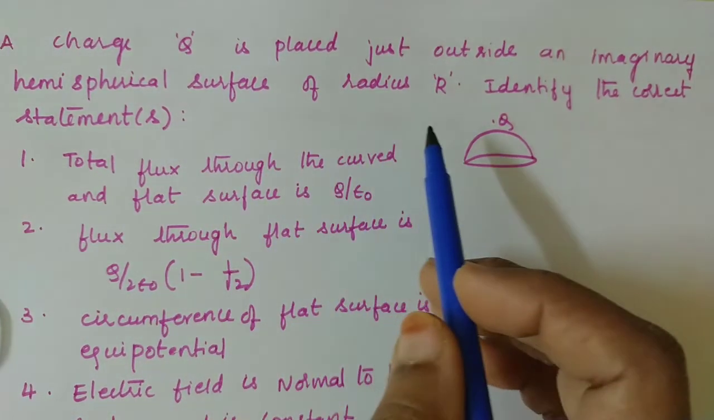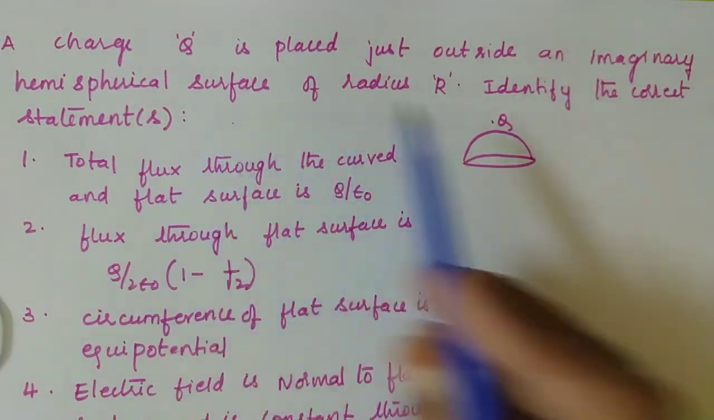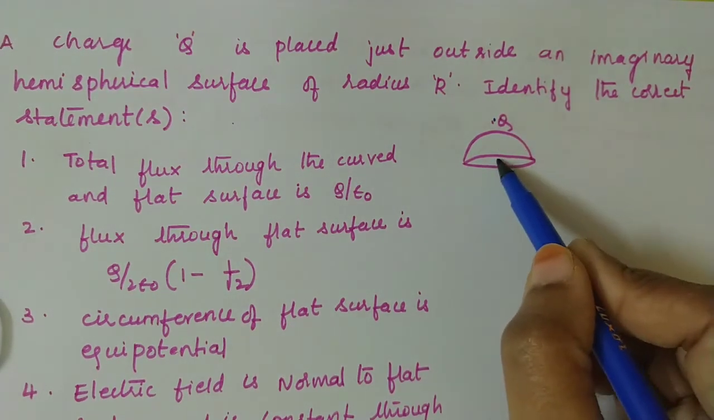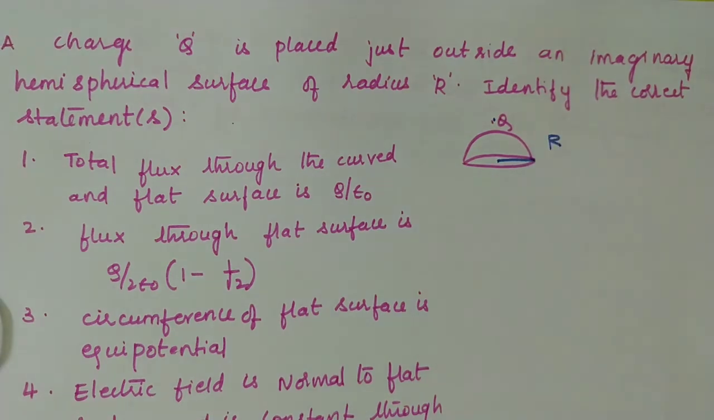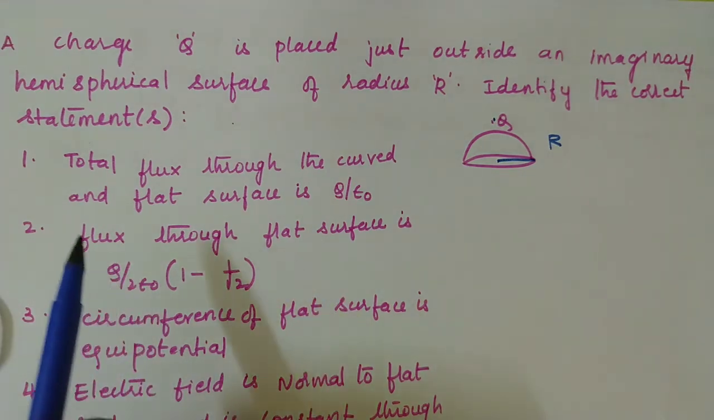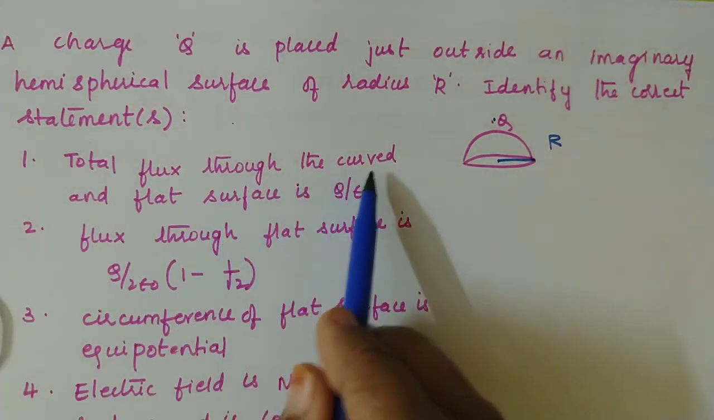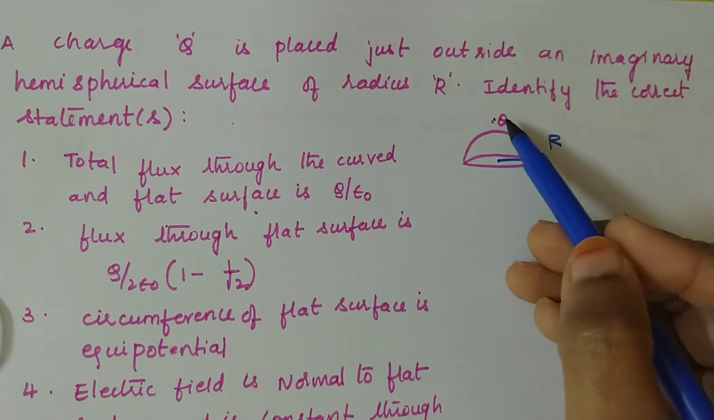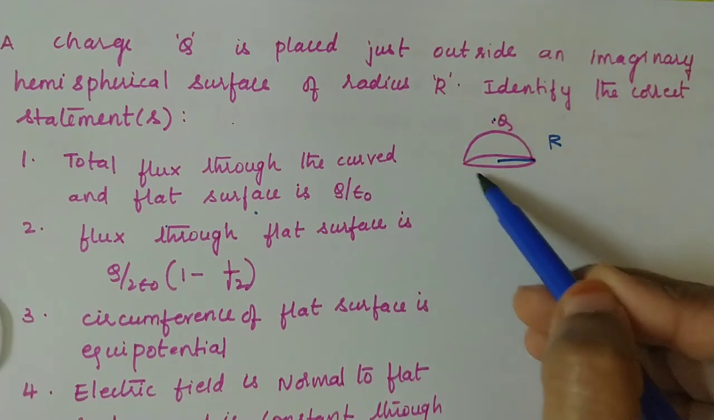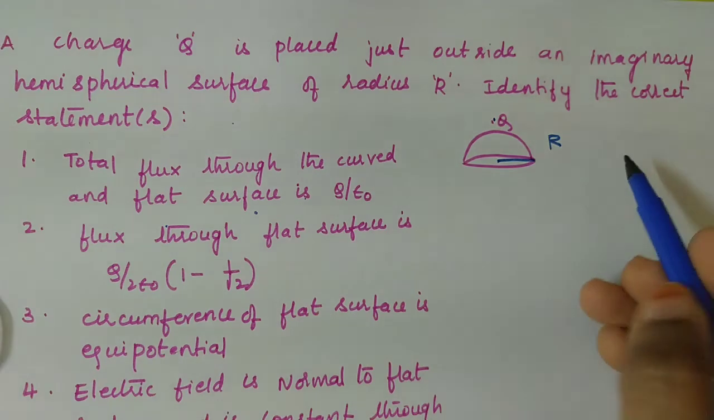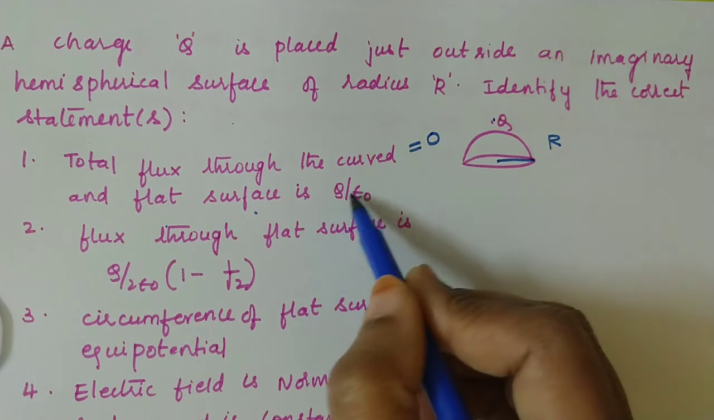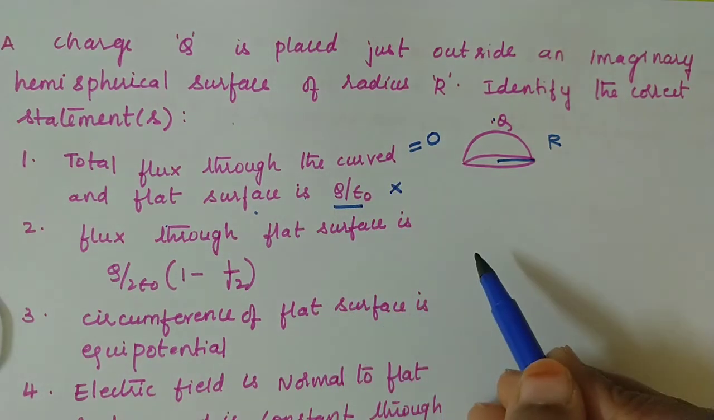A charge Q is placed just outside an imaginary hemisphere. Okay, assume that this is a hemisphere and you have a charge Q, and the radius of this hemisphere is given as capital R, and you need to identify which of the statements are correct. So there are four statements. Total flux through the curved and flat surfaces is Q by epsilon naught. Observe the diagram, charge is not inside the surface, so the net flux through the plane and curved surface would be 0. So the answer for the first must be 0, but it is given as Q by epsilon naught, so this is a wrong statement.